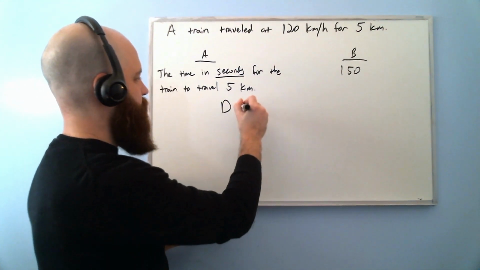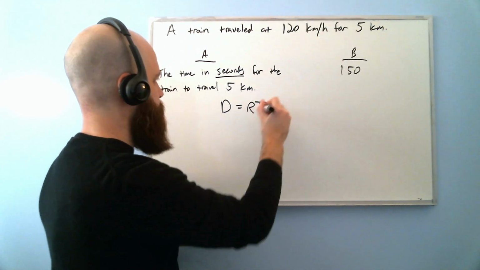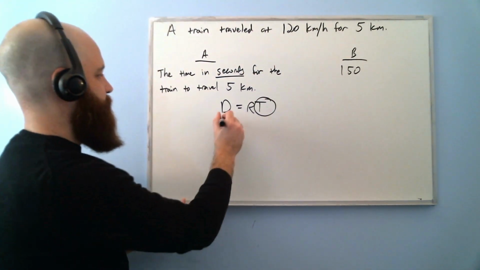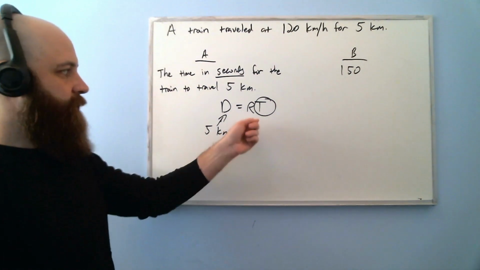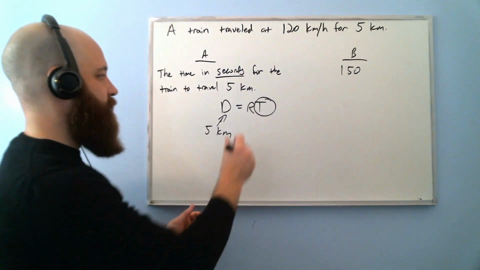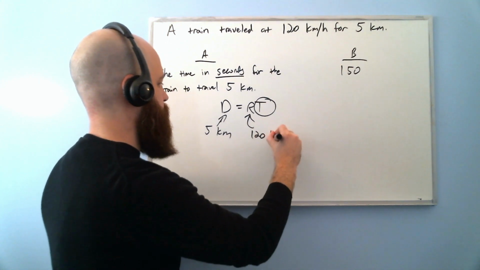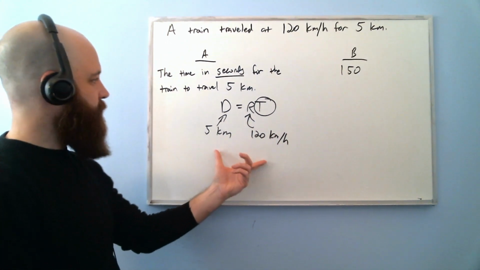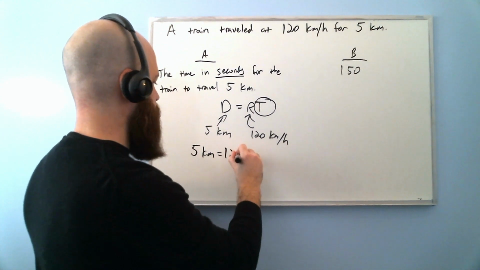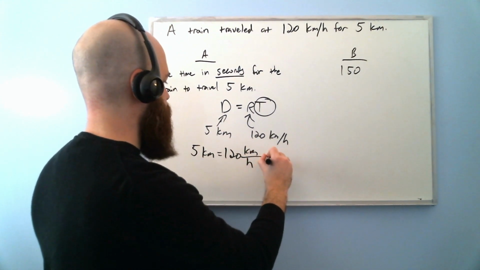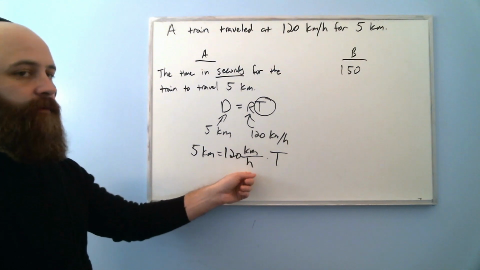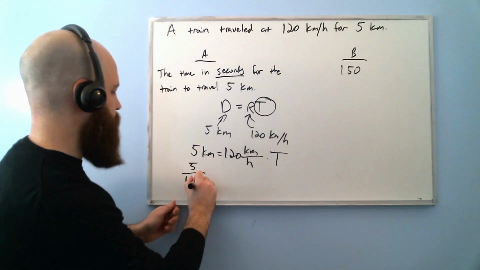So again, we're dealing with this equation d equals rt. I'm solving for t. The distance is 5 kilometers. If I can figure out the rate, I can find the time. I'm told up here it traveled at 120 kilometers per hour, so there's my rate. Let's plug in and solve for t. I would get d is 5 kilometers equals 120 kilometers per hour times time. If I divide both sides by 120, the kilometers should cancel. I'll be left with hours. So let's do that: 5 over 120.